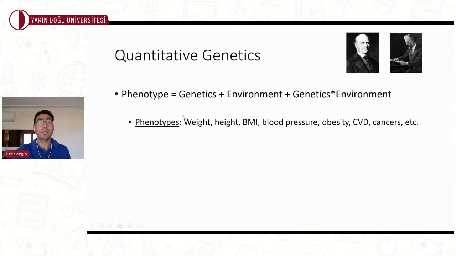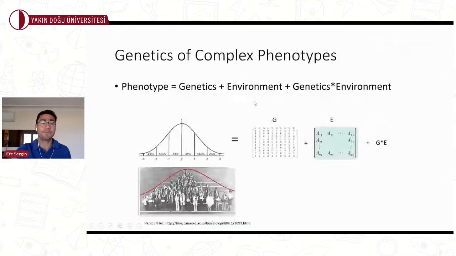Okay, so for any complex phenotype or any type of phenotype, we can partition that into genetic and non-genetic, such as environmental factors, and their interaction. This can be anything: your height, weight, BMI, blood pressure, obesity, cardiovascular disease rate, cancer risk, whatever you want to put in as a phenotype, you can model it as such. For example, here, when you take a group of individuals and order them with respect to their height, in most biological phenotypes you are going to get a normal distribution.